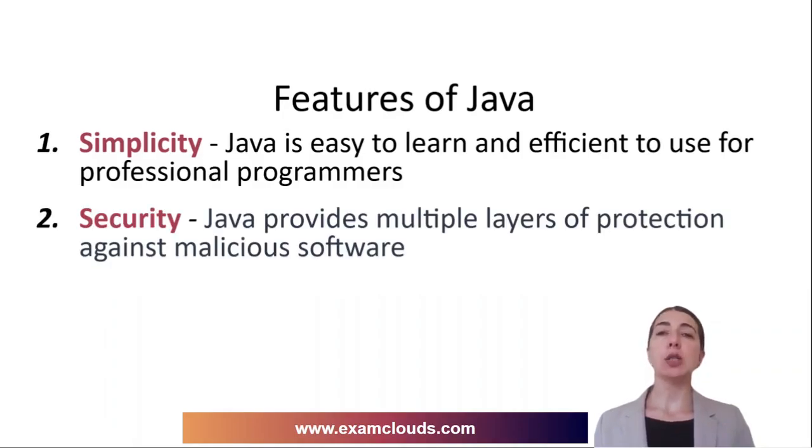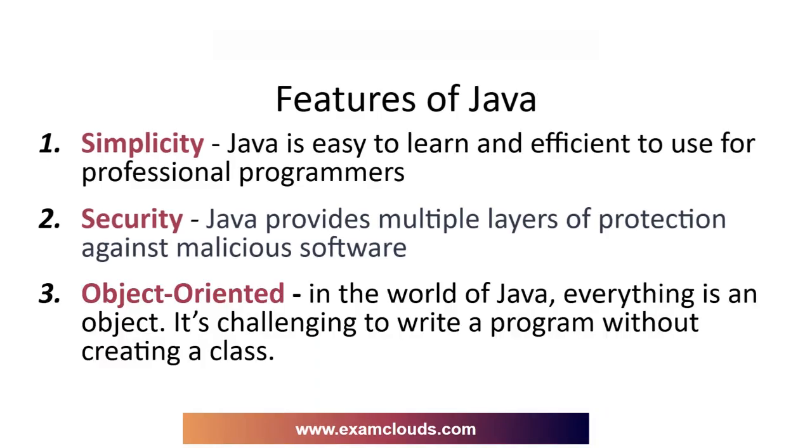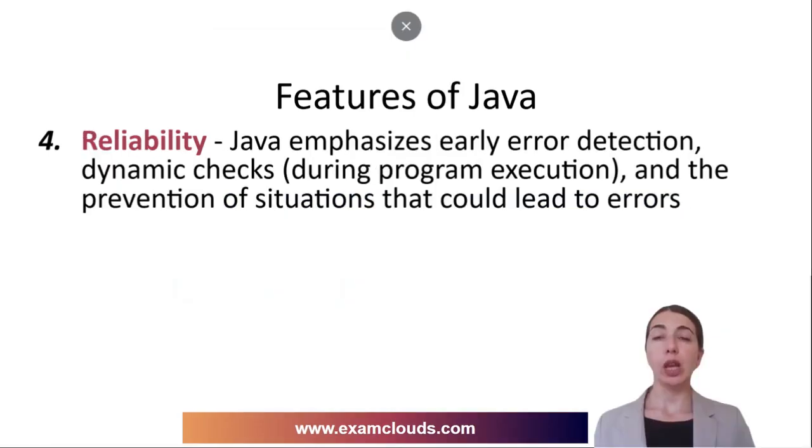Security. Java provides multiple levels of protection against malicious software. The third feature is object orientation. In Java, almost everything is an object. It's quite difficult to write any program without creating a class.